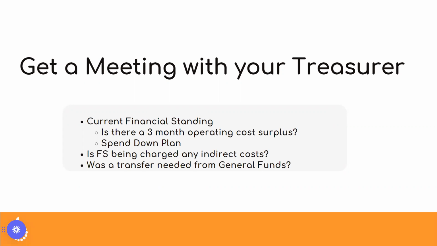You're also going to want to know your current financial standing for your food service program. Do you have a 3-month operating cost surplus? So you're going to want to figure out, on average, how much does it cost you to run your food service program? That would include things like food and supplies, as well as your labor and benefits, and then multiply that times 3. That is how much money you are allowed to keep in your food service account, typically your 006 account, before you would need to create what's called a spend down plan.